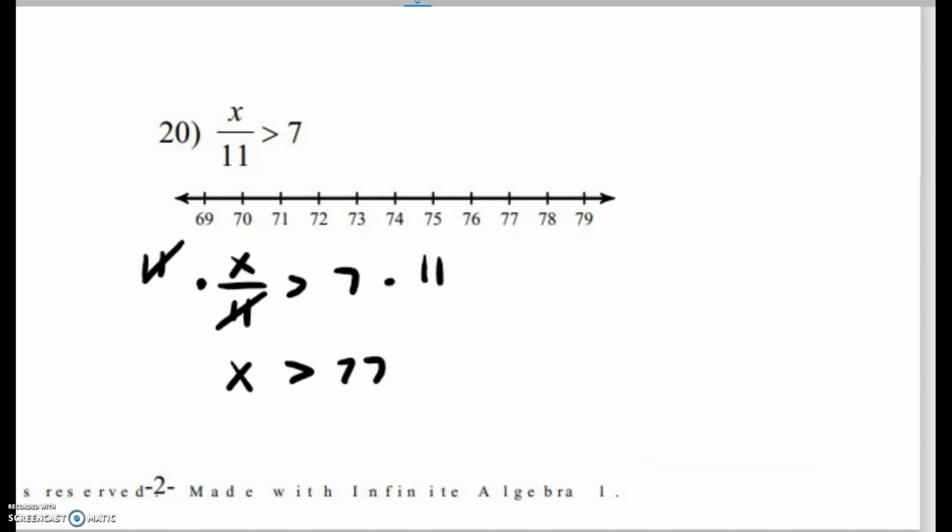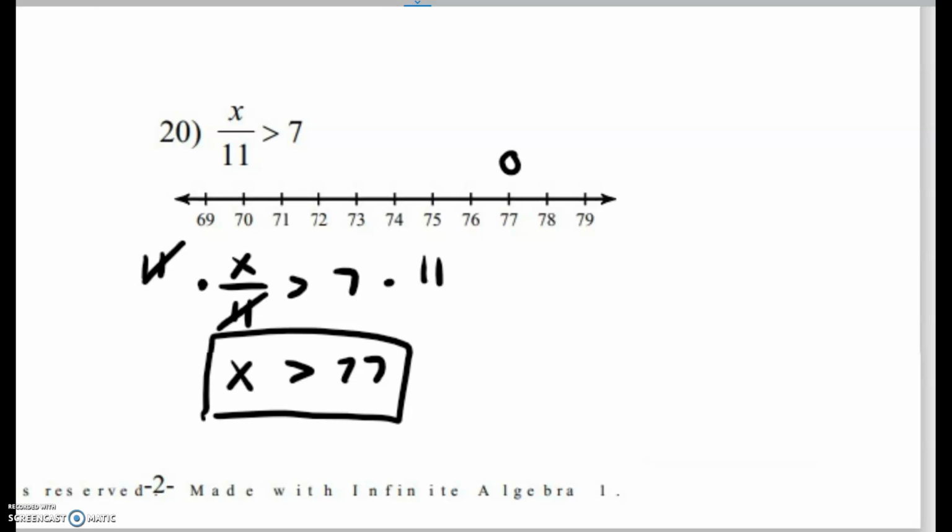Notice I did not change my inequality symbol because I did not multiply or divide by a negative. It's only when you do a negative that you have to flip it. So I go to 77. I put an open circle actually. And all numbers greater than that would be to the right.